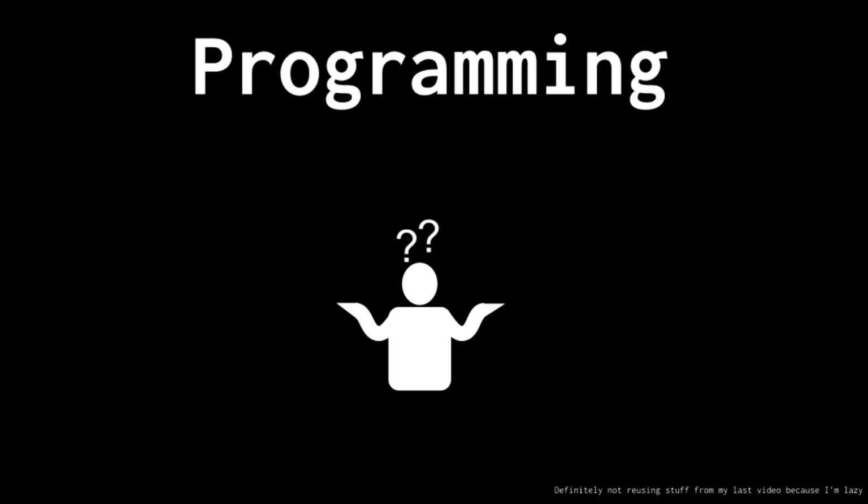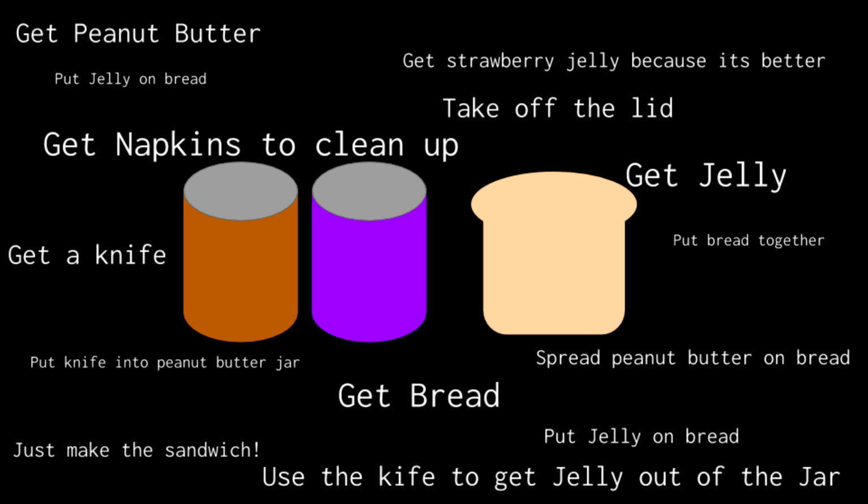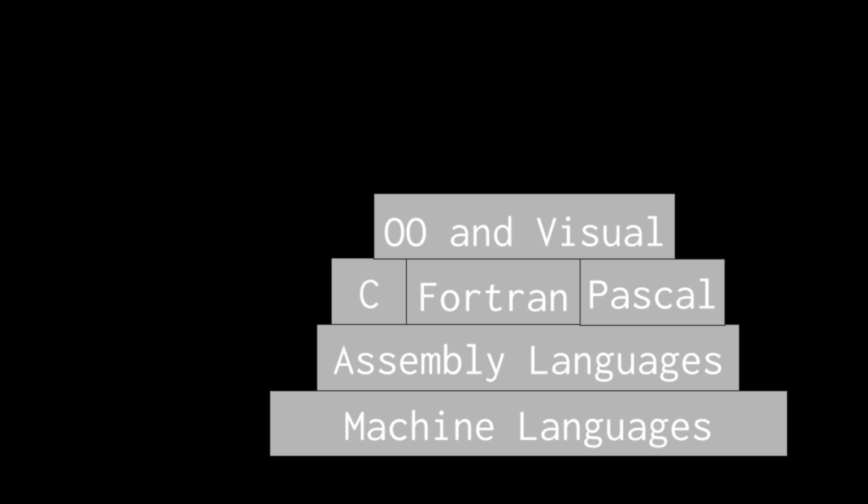Now that we know what programming is, the next question to answer is how do we program? Well, the first step to that is understanding programming languages. Going back to the peanut butter and jelly sandwich example from the last video, the amount of detail or style that you write instructions in, say like APA or MLA for academic papers, will be determined by the programming language you choose.